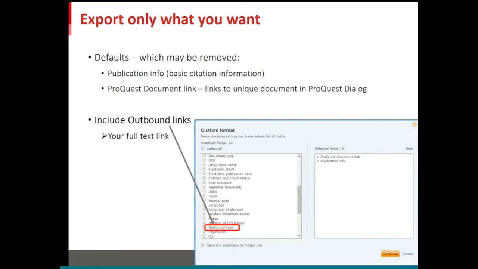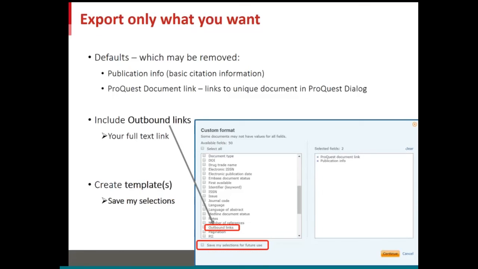One thing you do want to include if you create a custom output is your outbound links, because that is your link to your full text. Oftentimes we have customers who remove the ProQuest document link but include the outbound link, so that when I give this to an end user, for example, they will have access to the full text and not worry about getting back into that particular record within the platform.